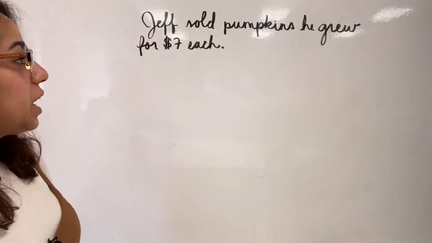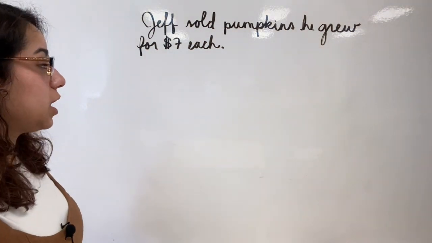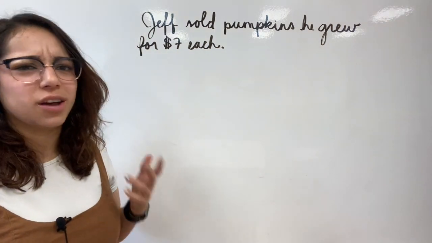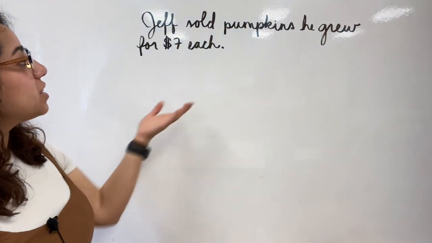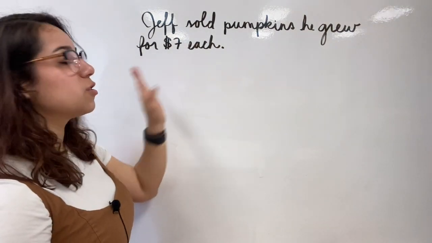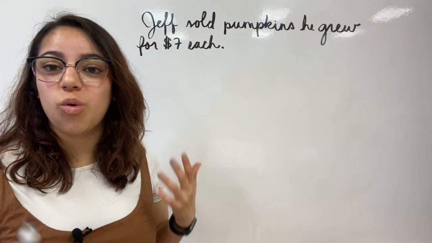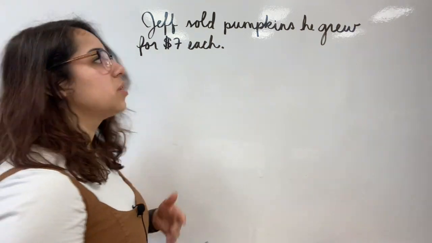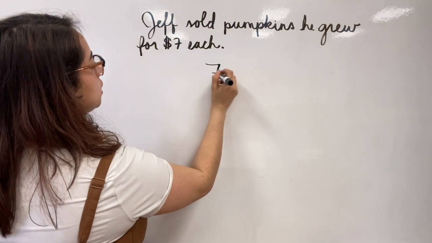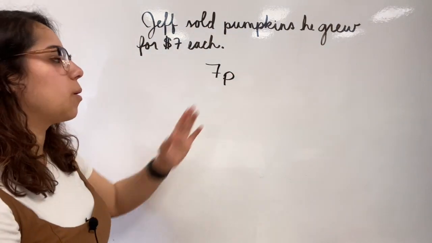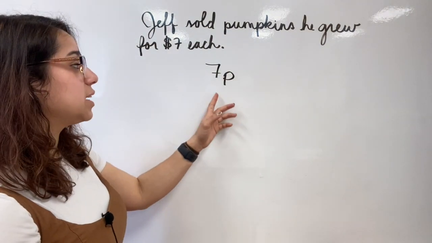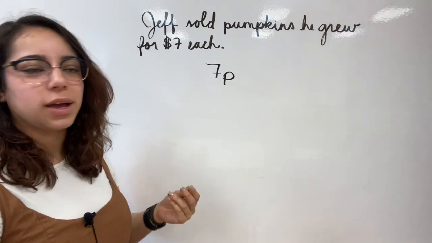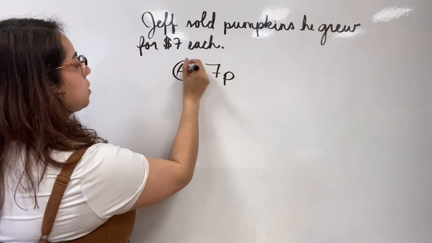So for this one, we're going to be multiplying the number of pumpkins times the dollars to figure out how much he made depending on how many pumpkins he sold. So in algebra, when numbers and letters are next to each other, that means that we are multiplying. So this is the first part.